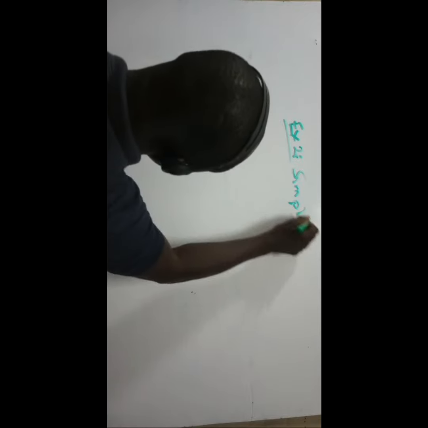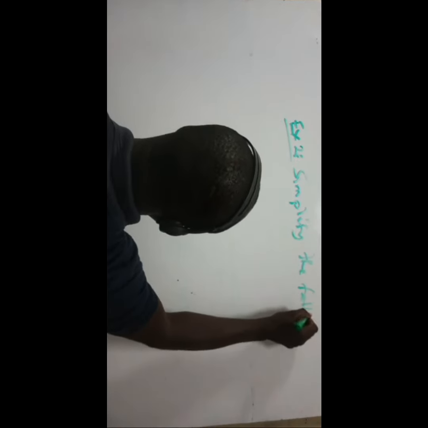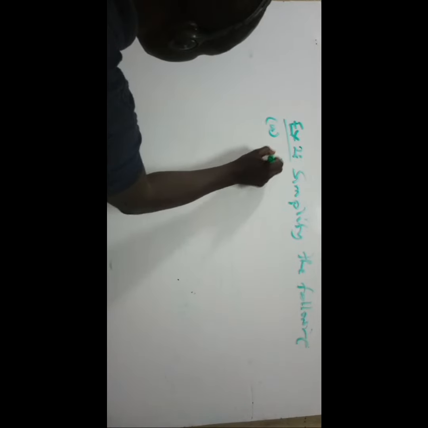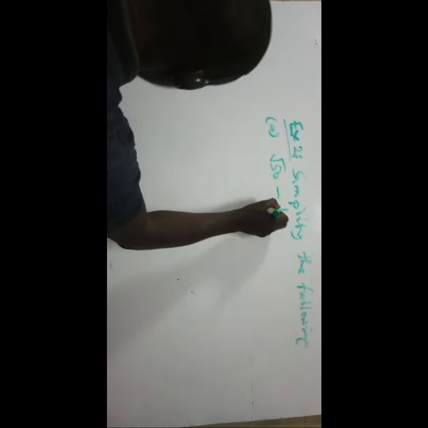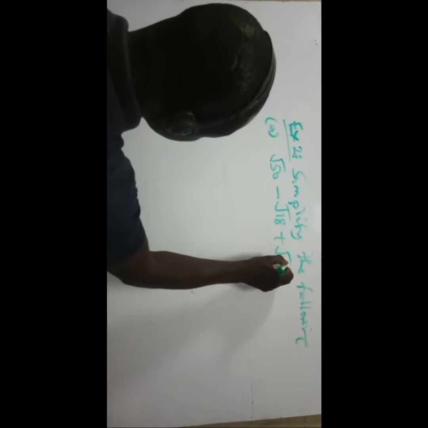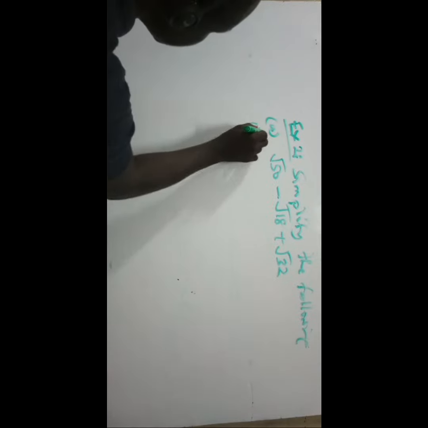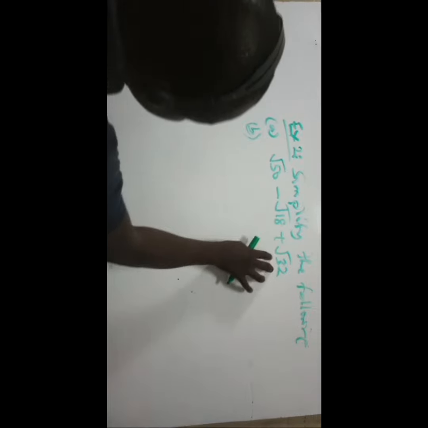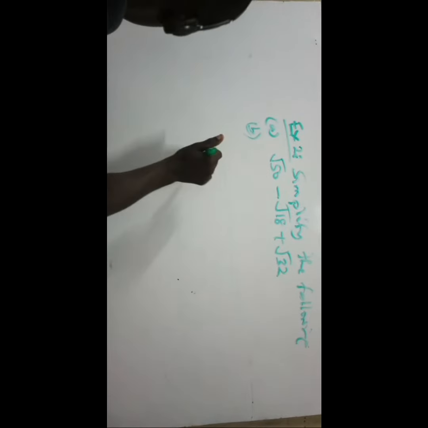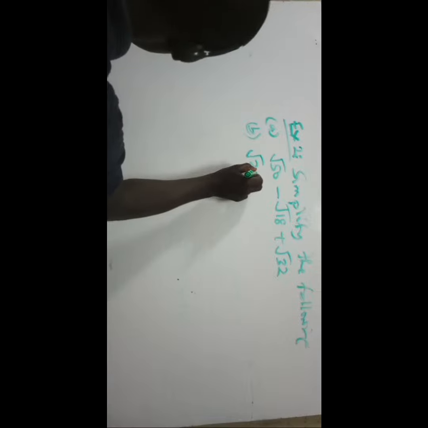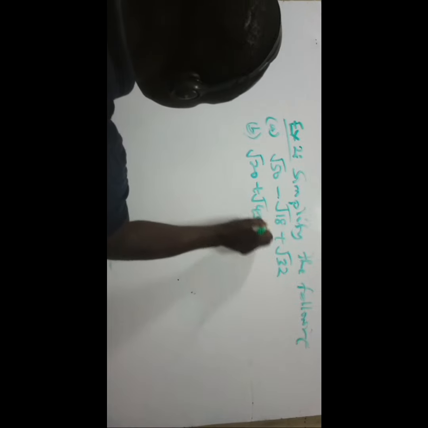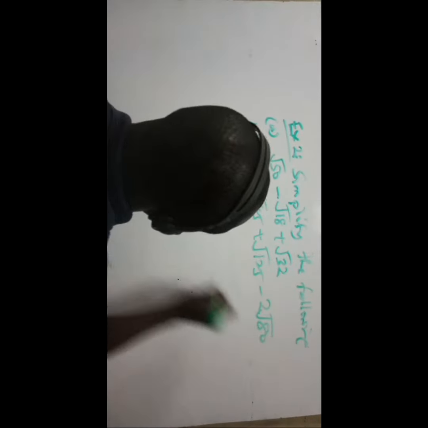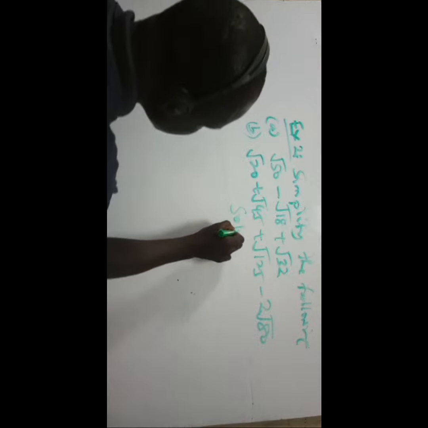If you are asked to simplify the following, what we have on the board, then the first one is where we have the square root of 50 minus the square root of 18 plus the square root of 32. If you are given something like this, you have to think on how to break all this down to their basic form. Then the next one is the square root of 20 plus the square root of 45 plus the square root of 125 minus 2 square root of 80.